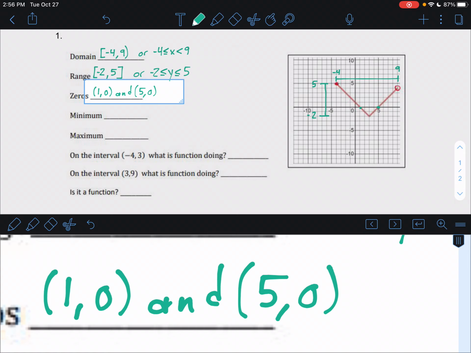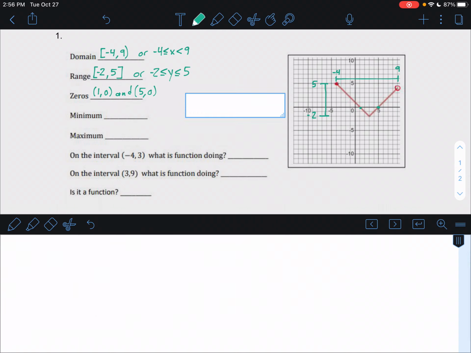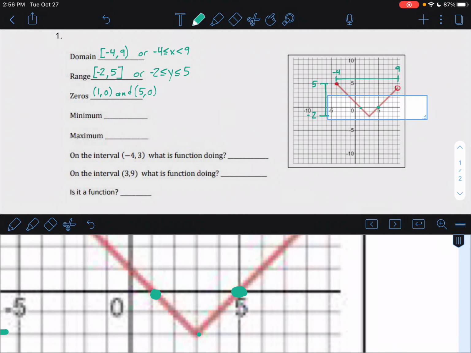I know that once we start throwing intervals in, people like to write their points with brackets instead of parentheses, but no, a point will always have parentheses. This is just a point. (1, 0), it's right there. (5, 0), it's right there.